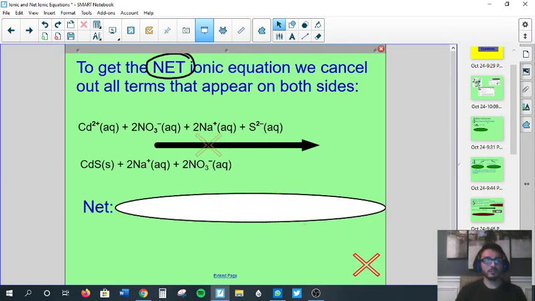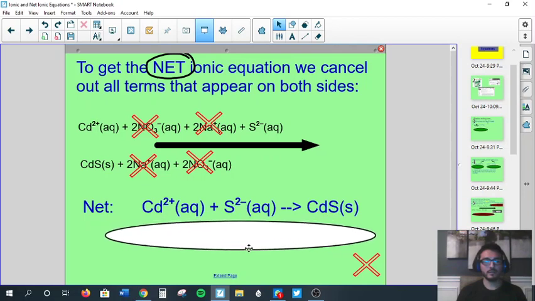So what appears on both sides? Take a second before I place this X to look at this equation again, both reactants and product side. We can see that nitrate appears here and here. So that cancels out, right? Then sodium appears here and here as well. So that cancels out. What we're left with is this cadmium ion, this sulfide ion, creating cadmium sulfide. So the only true reaction happening here is this. And this is called your net ionic equation.